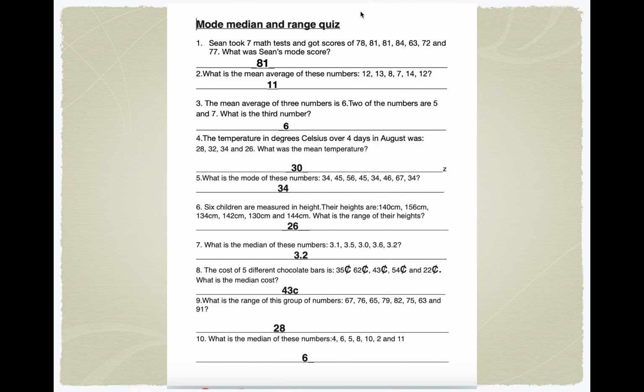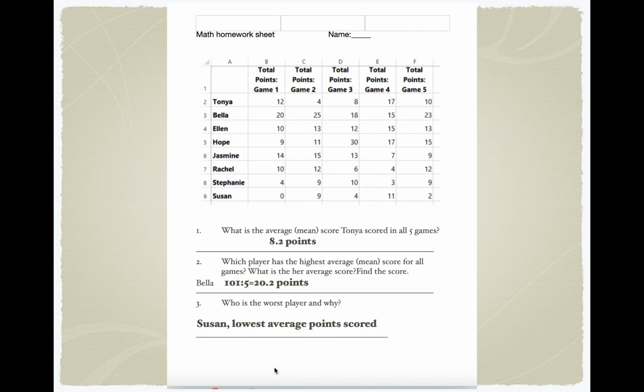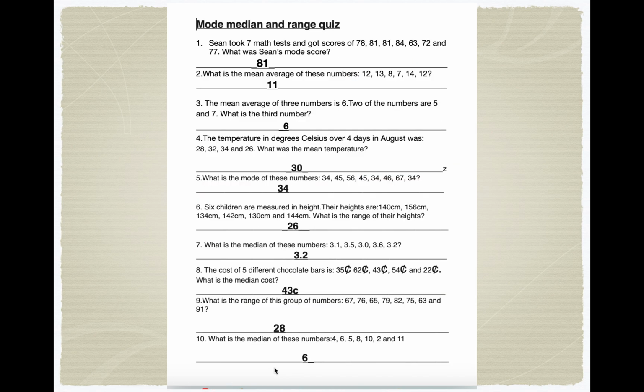Now, next one, mode, median, and range quiz. So we also had a quiz last lesson, so these are the answers. The first one is 81, second one is 11, then 6, then 30, 34, 26, 3.2, 43 cents, 28, and 6. So hopefully you got these answers right. So this is the homework from last time. Okay.